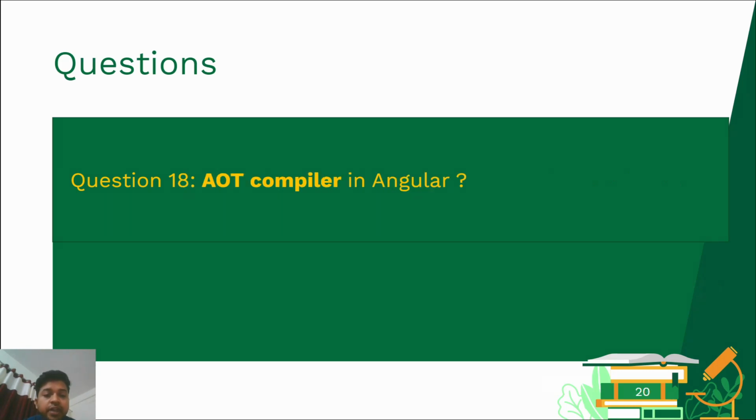Question number 18 is AOT compiler in Angular. Again, it is a very important question, and it's asked in every interview at a slightly higher level. AOT is the ahead-of-time compiler, so you need to deep dive into this term. If you are deep diving into AOT, I suggest you also study the reverse of this, the JIT compiler. If you are reading AOT, please read JIT also, because many times interviewers ask what is the difference between AOT and JIT. So it's better for you.